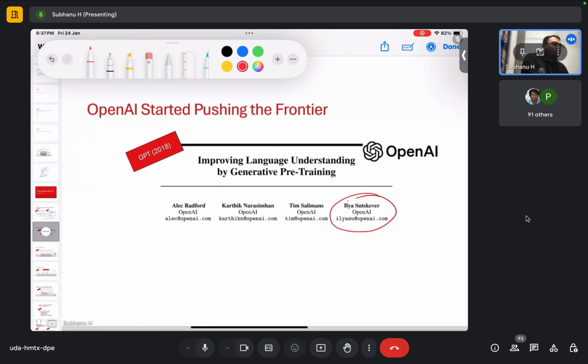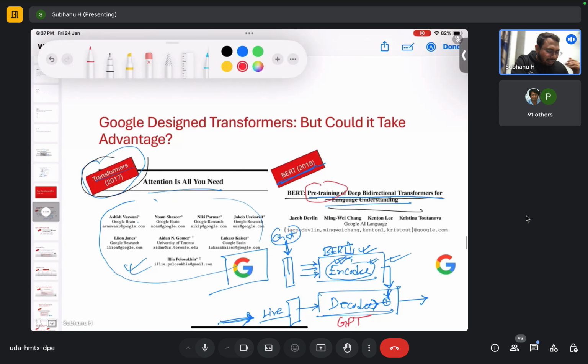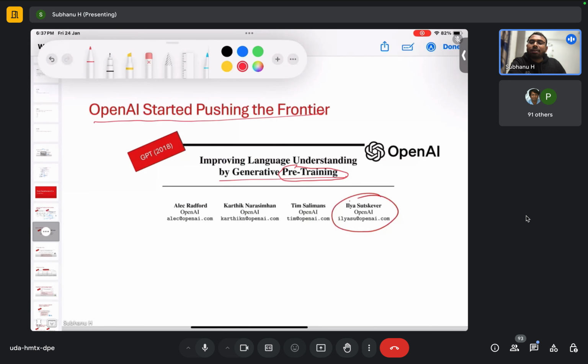Now, in 2018, OpenAI started pushing their frontier. They came up with a paper called Improving Language Understanding by Generative Pre-Training. Are you seeing this word, pre-training? In the BERT paper also there is pre-training. I'll give an example of NLP in finance later. Let's go ahead with what I have taught. You have seen that the word pre-training is here in the second paper, and this is the first paper of OpenAI.